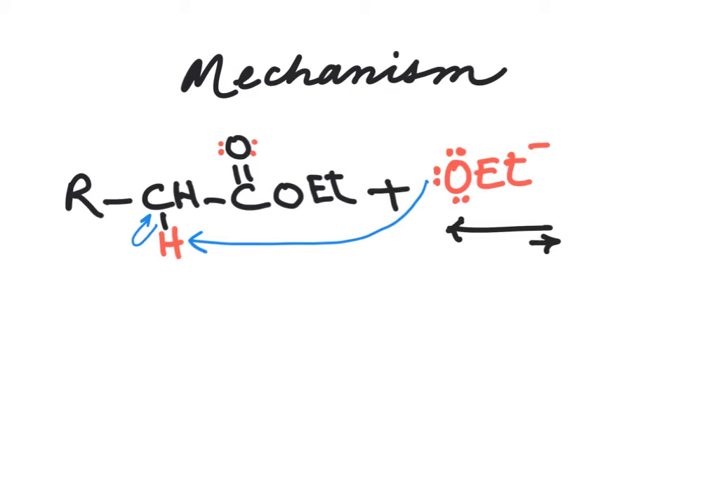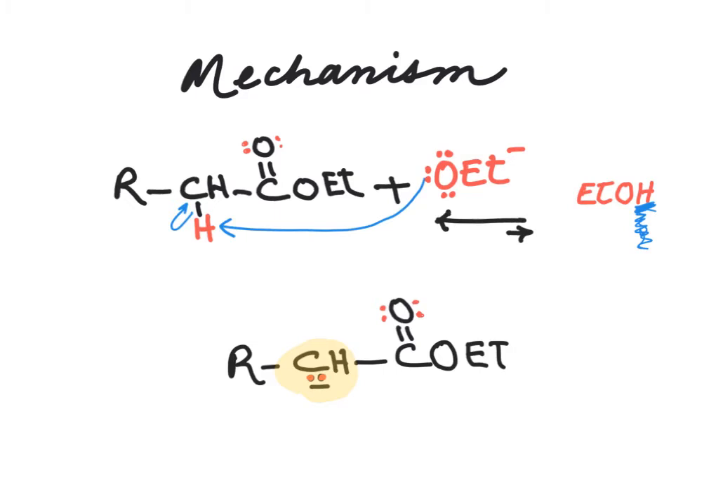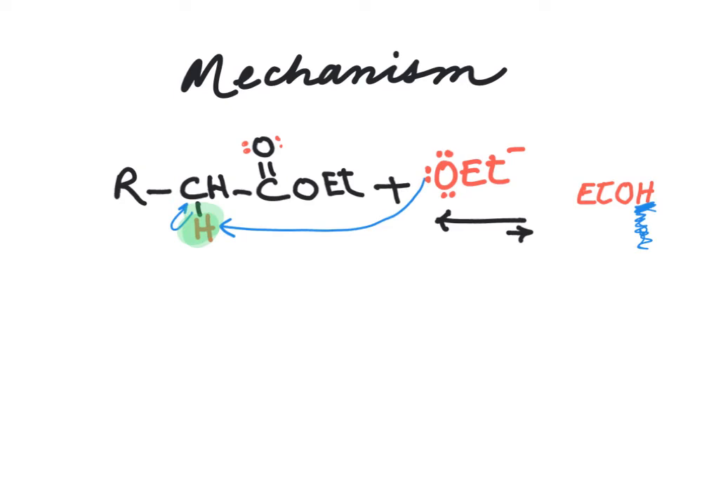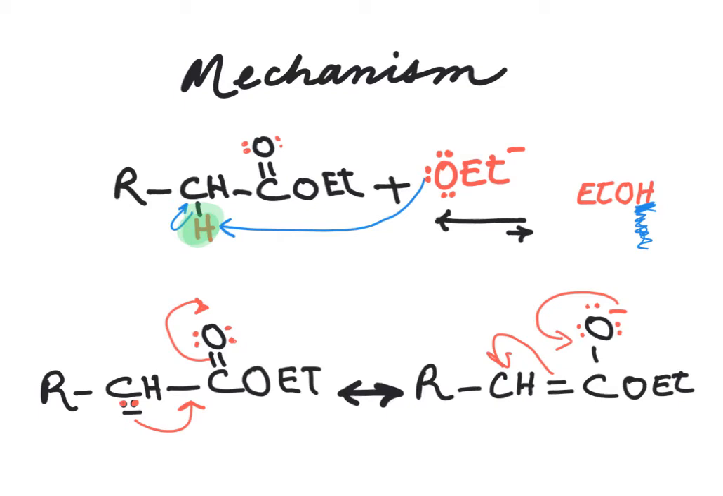The first step of a Claisen condensation resembles that of an aldol condensation. An ethoxide ion abstracts an alpha proton from the ester. Although the alpha protons of an ester are not as acidic as those of aldehydes and ketones, the enolate anion that forms is stabilized by resonance in a similar way. We can push electrons from the alpha carbon to the oxygen.